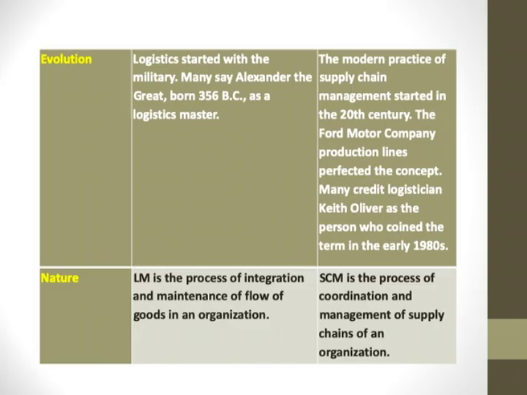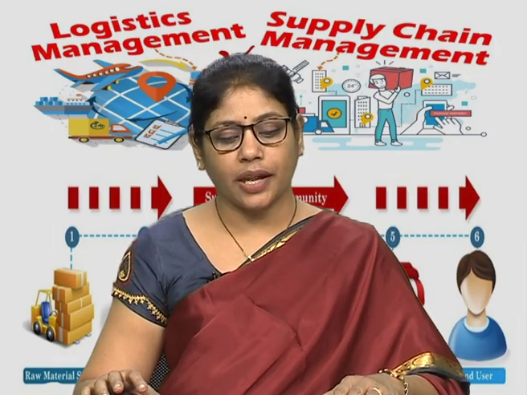Nature: logistics management is the process of integration and maintenance of flow of goods in an organization, whereas supply chain management is the process of coordination and management of supply chains of an organization. There are external parties involved. The number of companies involved in case of logistics is only one organization, whereas supply chain involves and connects multiple organizations having their own supply chains.